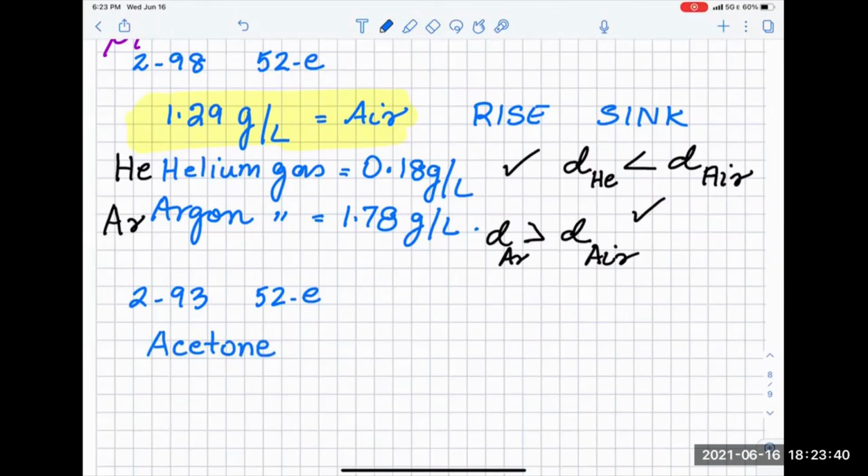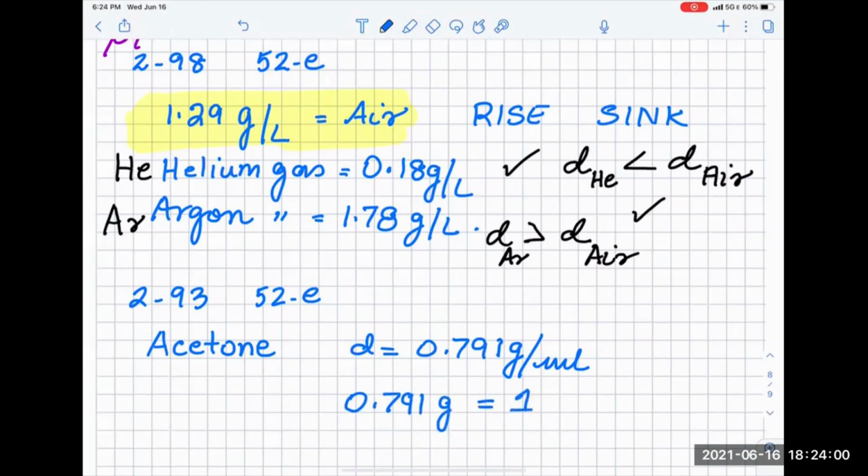Okay, so this acetone has a density of 0.791 grams per milliliter. So this means, first of all, 0.791 grams is equal to 1 milliliter. Per milliliter means 1 milliliter. So keep that in mind.